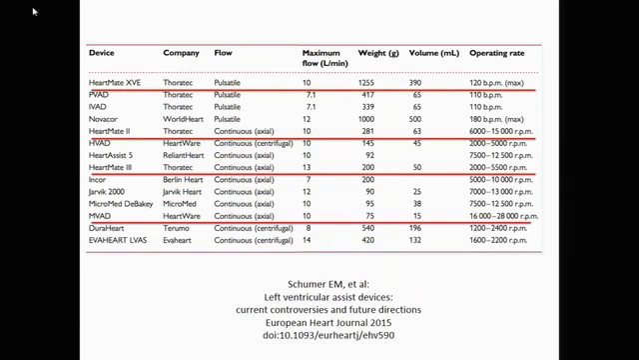If you look at the numbers, here's a very nice table from that same paper. So there's the HeartMate XVE, here's the PVAD, here's the HeartMate 2, here's the HVAD, here's the HeartMate 3, and down here, here's the LVAD. You can see you've gone from something that weighed over 1 kilo down to a device now that weighs about 75 grams. That's like 2 shots of whiskey if you're an Irishman.